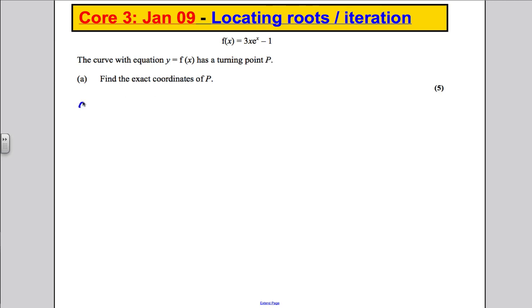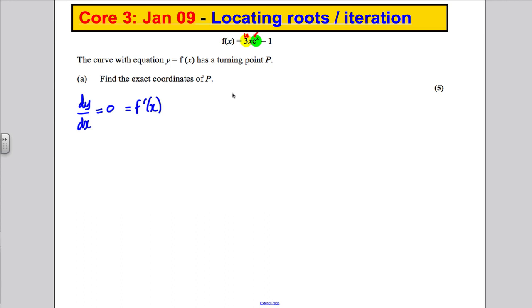Well, you know at turning points that dy by dx must equal 0, or f dash x is 0. Now, here's our function f of x. The first part of it is a u times v type situation. There's our u, and times v, which would be e to the x. So to differentiate this first part would be the product rule. To differentiate 1, well, 1 just differentiates to 0.